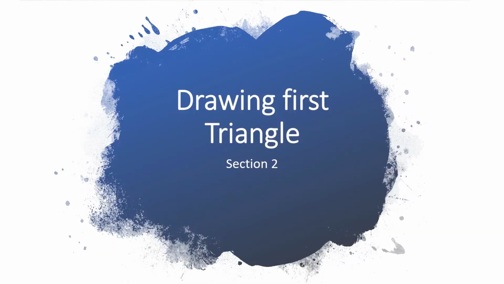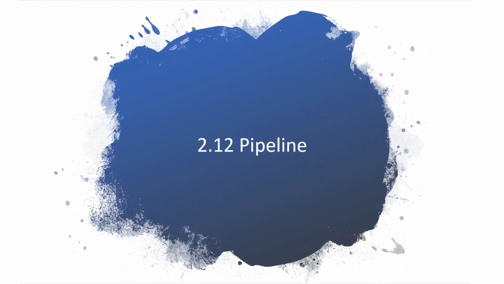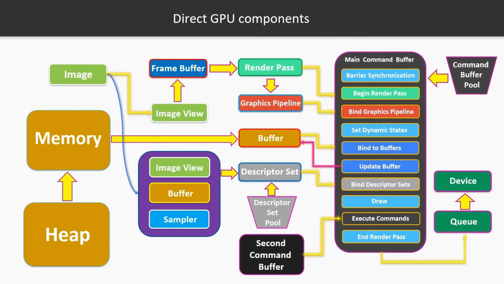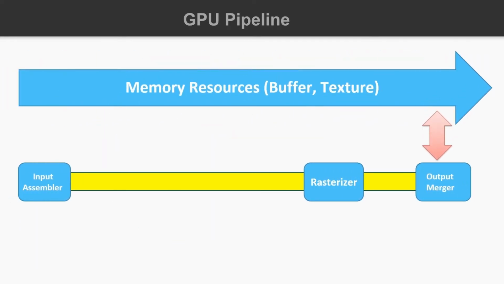In this section, we are going to draw our first triangle. In this video, we are going to create a pipeline. Welcome back. After creating the command buffer, we need to create a pipeline. The graphics pipeline is the sequence of operations that turns vertices into pixels in the render targets.